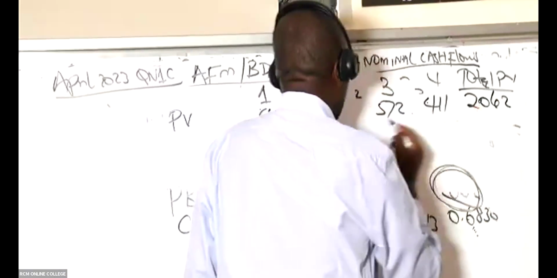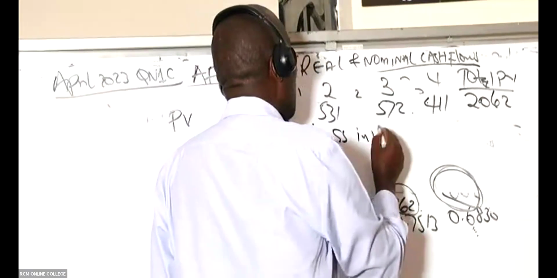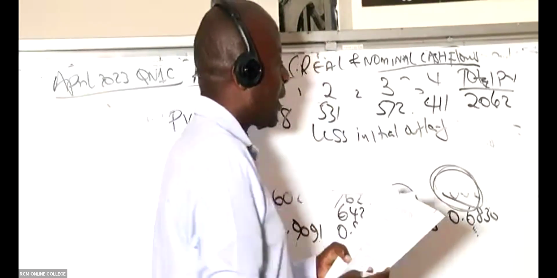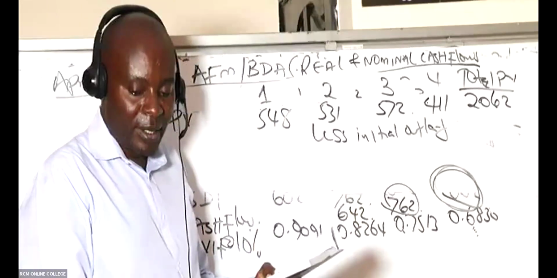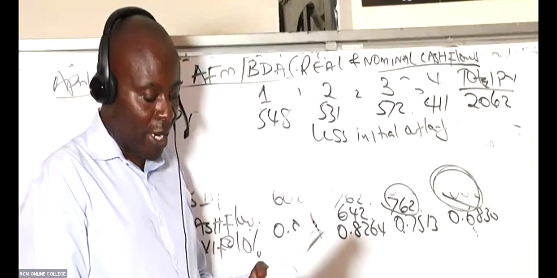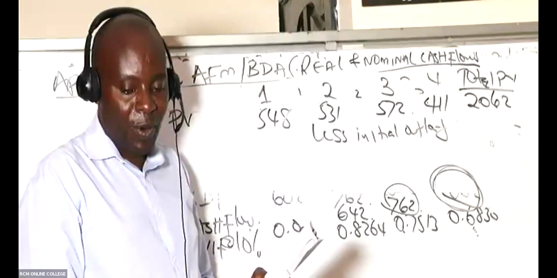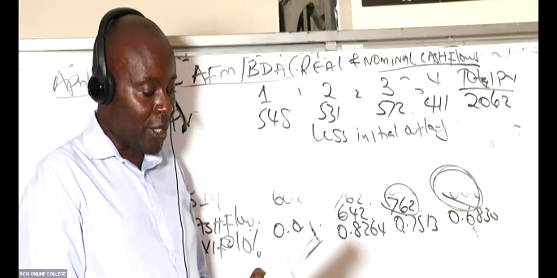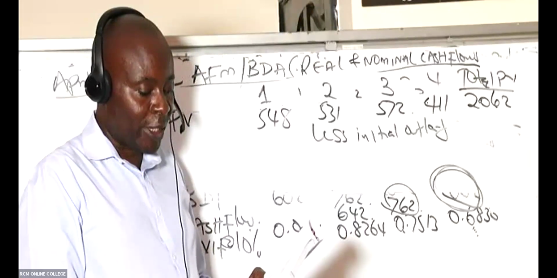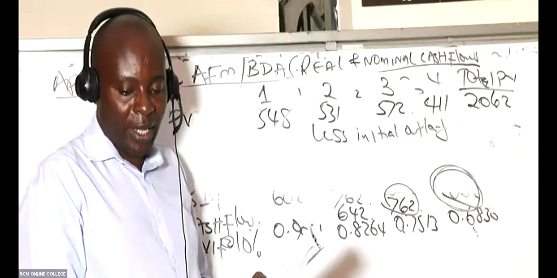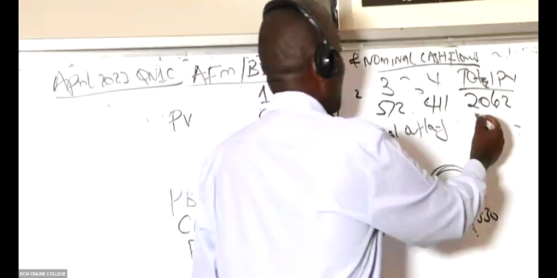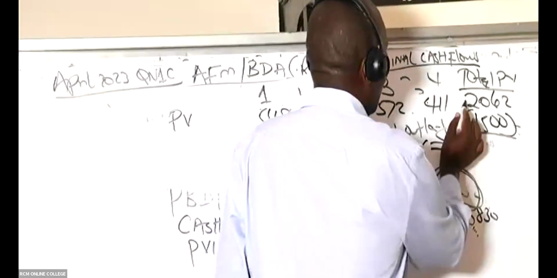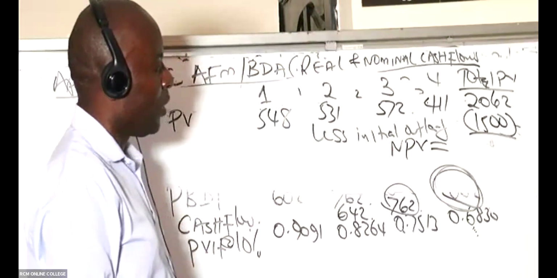So 2062 comes under, less initial outlay. Initial outlay for project 6. Is there somebody who can see the initial outlay, from the first table given there for project number 6? 1500, yes, 1500. And therefore we are able to get what we call the net present value. So this minus this, what is the net present value for project number 6?